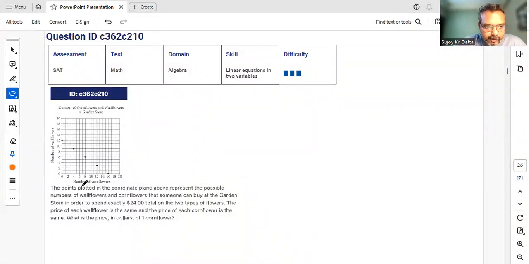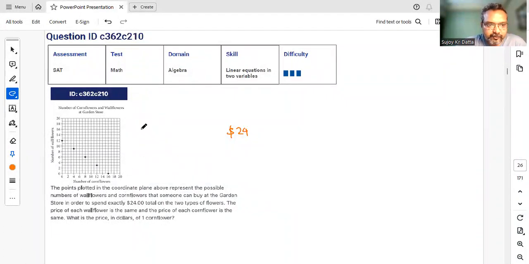Next, it says the points plotted in the coordinate plane above represent possible numbers of wallflowers or cornflowers that you can buy and spend $24. The price of each wallflower is the same and each cornflower is the same. What is the price of one cornflower?